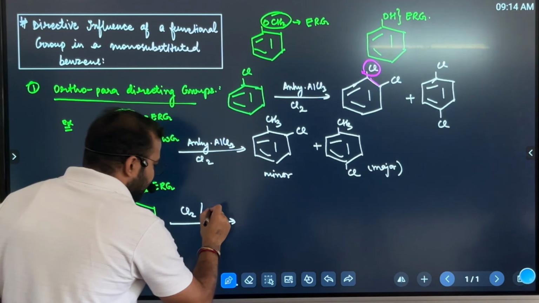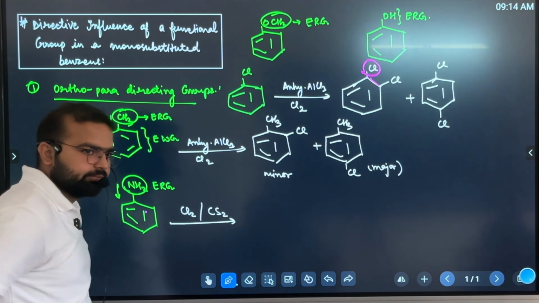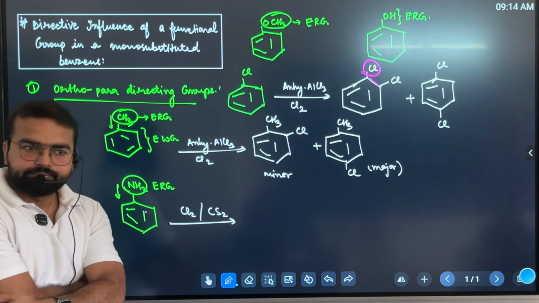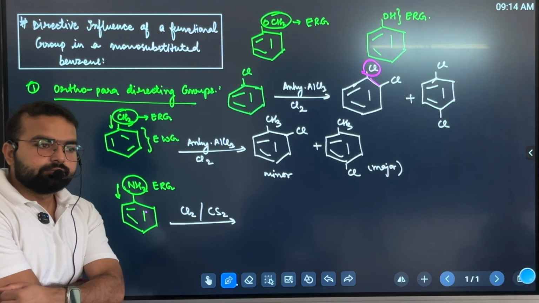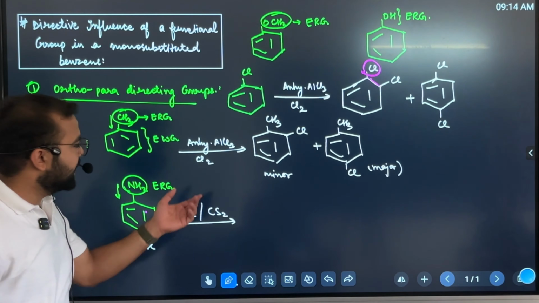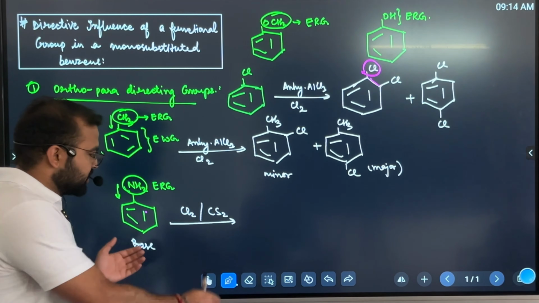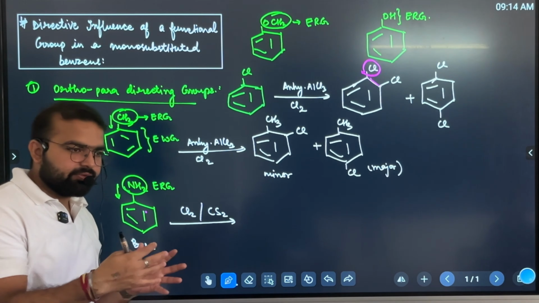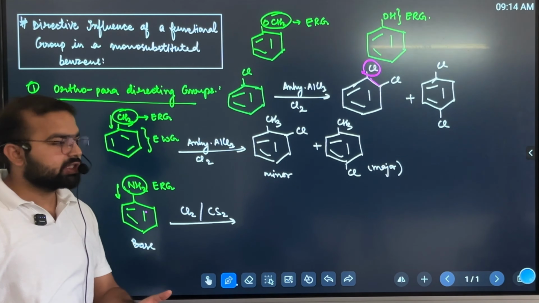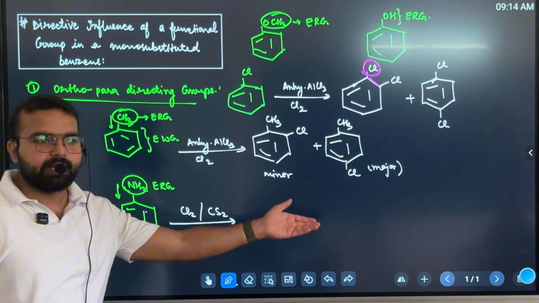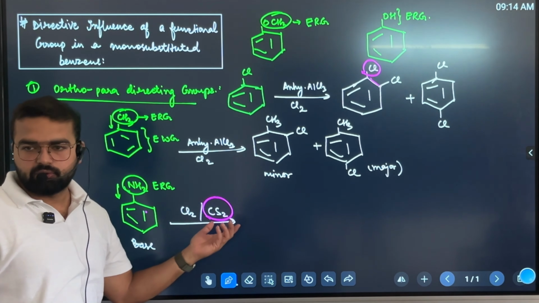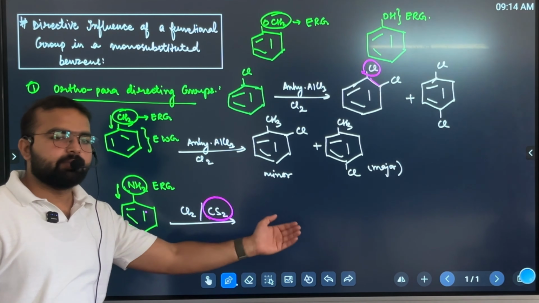Similarly, if you want to react NH2 with chlorine, then instead of this reagent you have to take other reagents, for example CS2. Why can we not take anhydrous AlCl3 again? Because this is your base, and anhydrous AlCl3 is an acid. If they combine or come into contact, the formation of a salt will take place instead of the main ortho and para products. So that's why we take CS2 or any non-polar solvent so that the reaction can proceed properly.